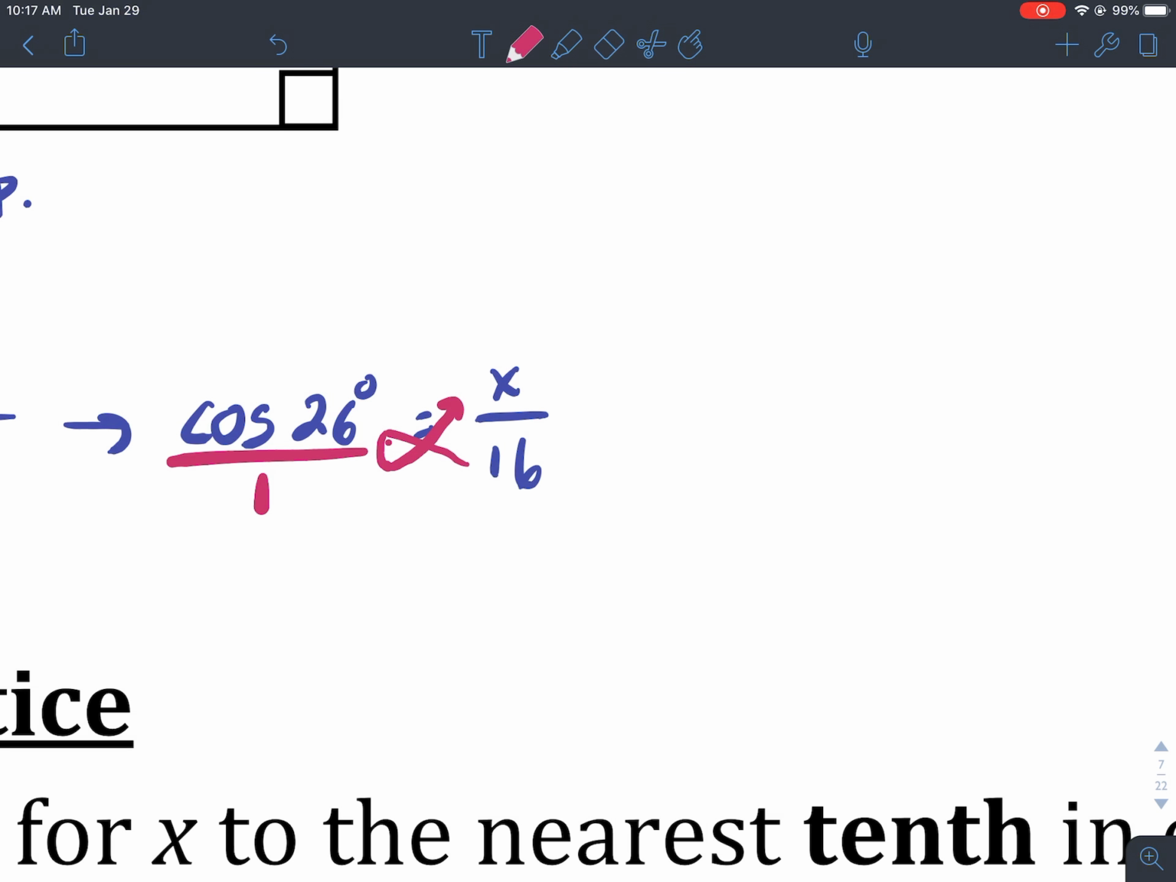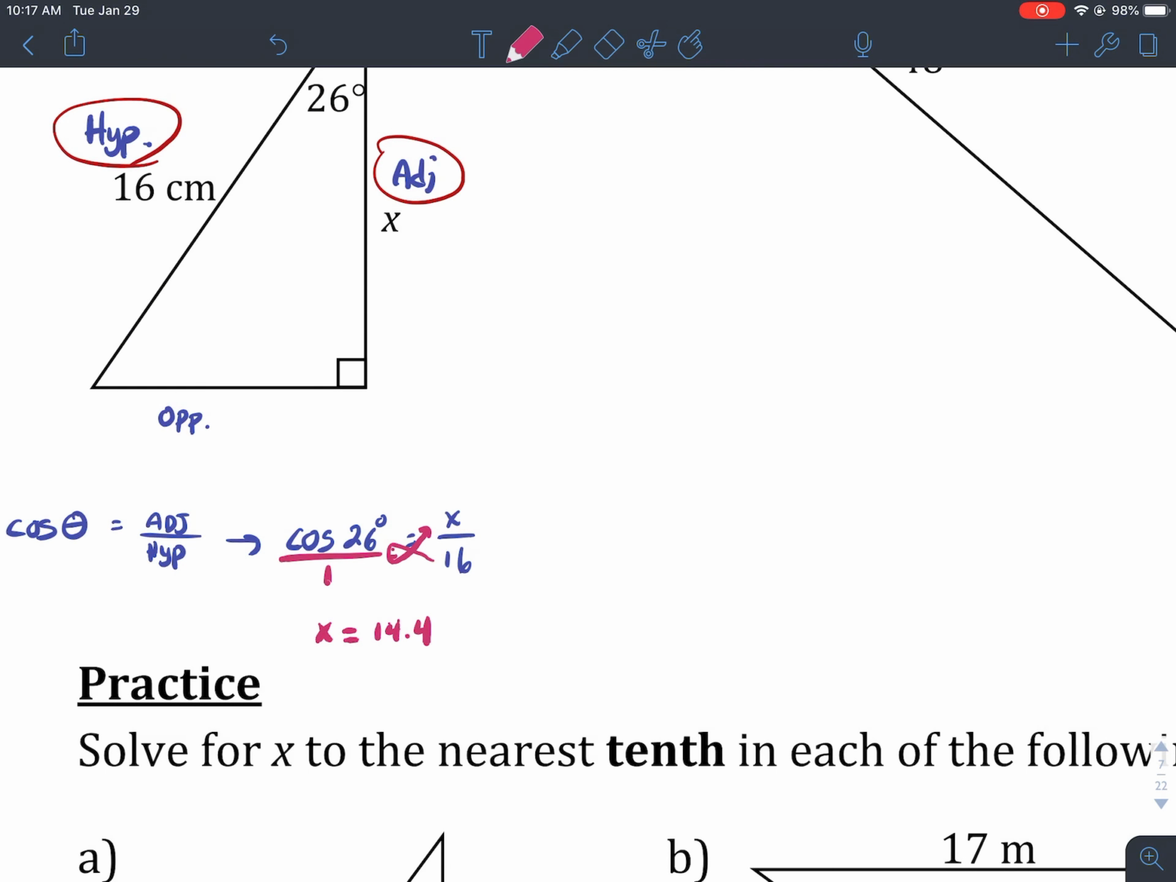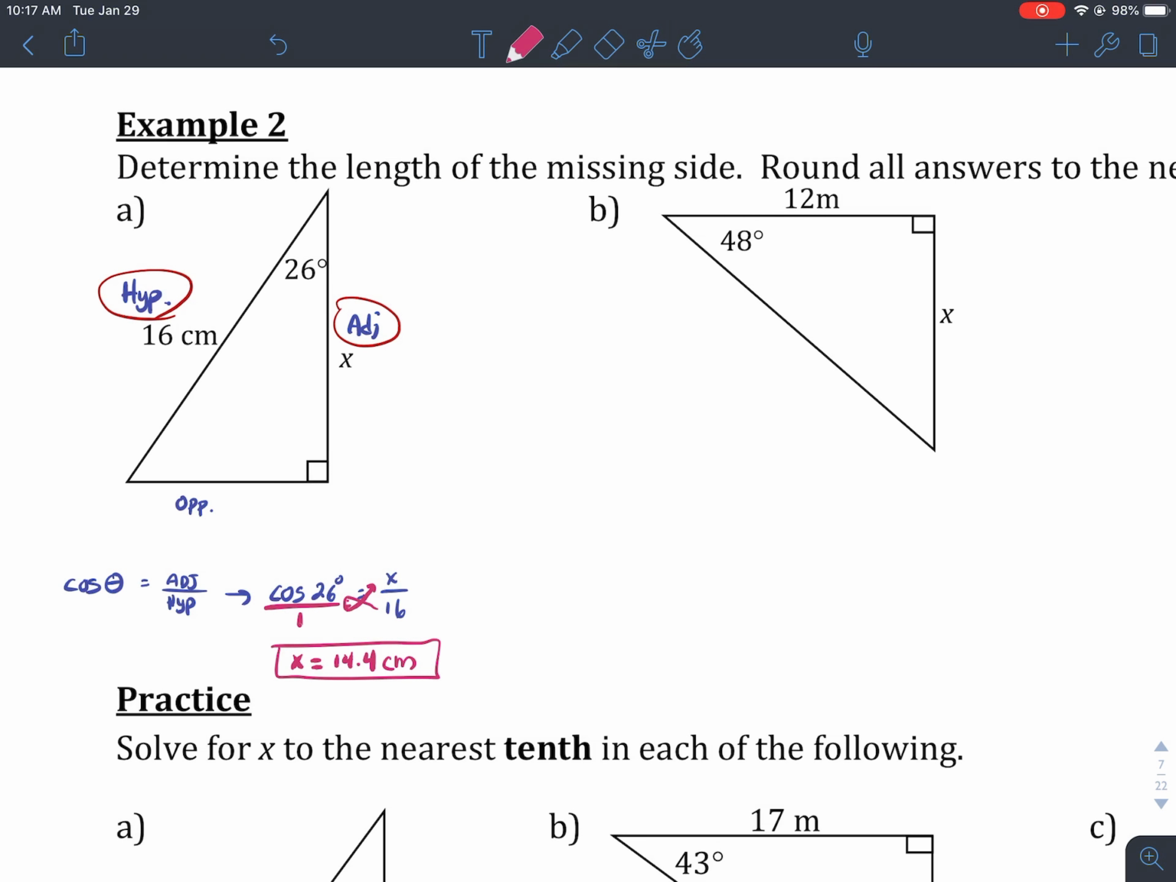I call this in my classes the fish method, because if you've done it right, you should be able to draw a little fish, and its tail will take you right to the answer. So in our calculators, we're going to put in 16 multiplied by the cosine of 26, making sure we're in degree mode. Then our answer, x, is going to be the missing side length of that triangle. And to the nearest tenth, it's going to be 14.4, and it's going to be centimeters.